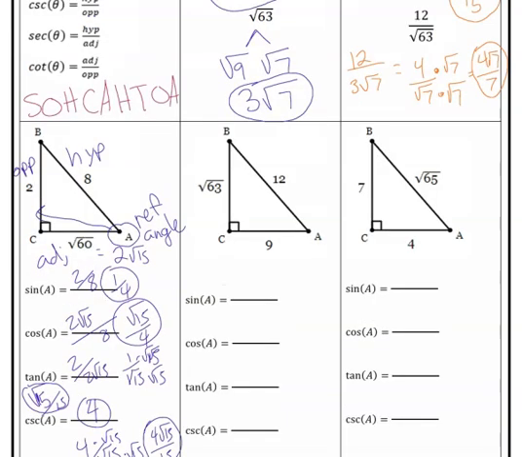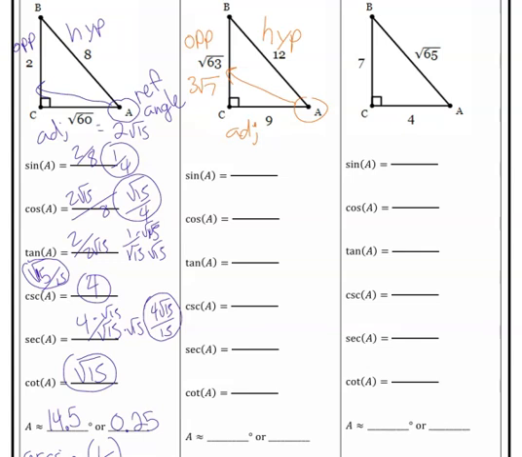Let's recall from before on the next triangle, the square root of 63 is also the same thing as 3 square root 7. The reference angle is A again, so the opposite side will be the side with the square root. The longest side is the hypotenuse, and then the other side next to it is the adjacent. Sine of A is opposite over hypotenuse, 3 square root 7 over 12. Those can simplify, divide each by 3, you get square root 7 over 4.